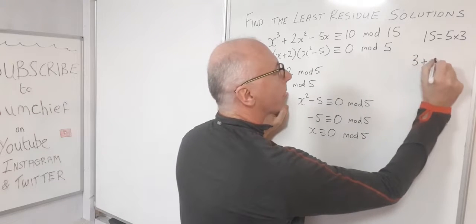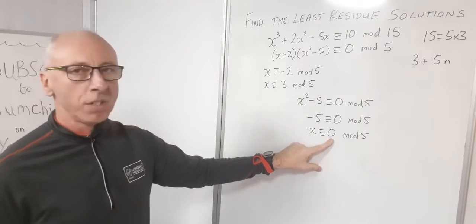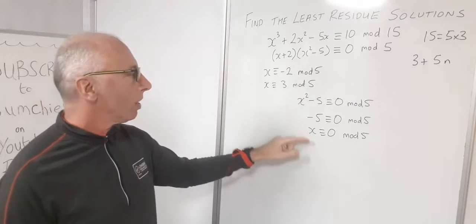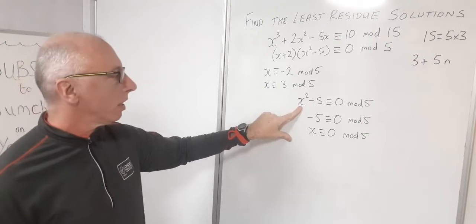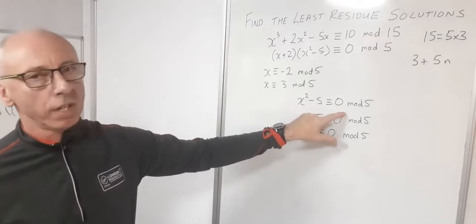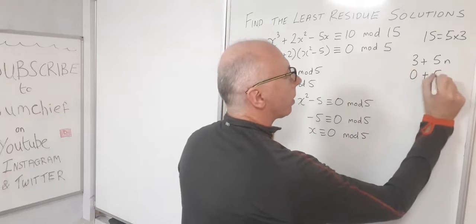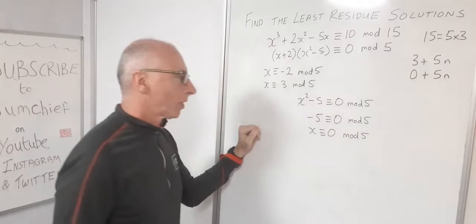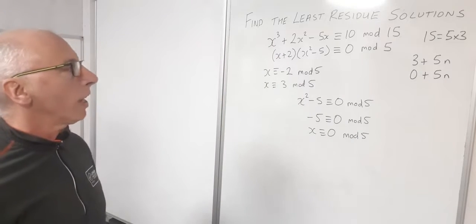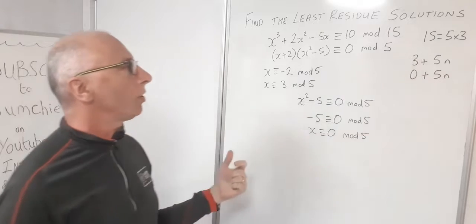So I've got 3 plus 5n. And here I've got 0 plus 5n, because I could also plug in 5 here. So 5 squared is 25. 25 minus 5 is 20, which is congruent with 0 mod 5. So I now have 0 plus 5n. Okay, so now I'm going to have a look at what I can do modulo 3. So I'm going to set up my board ready for that.